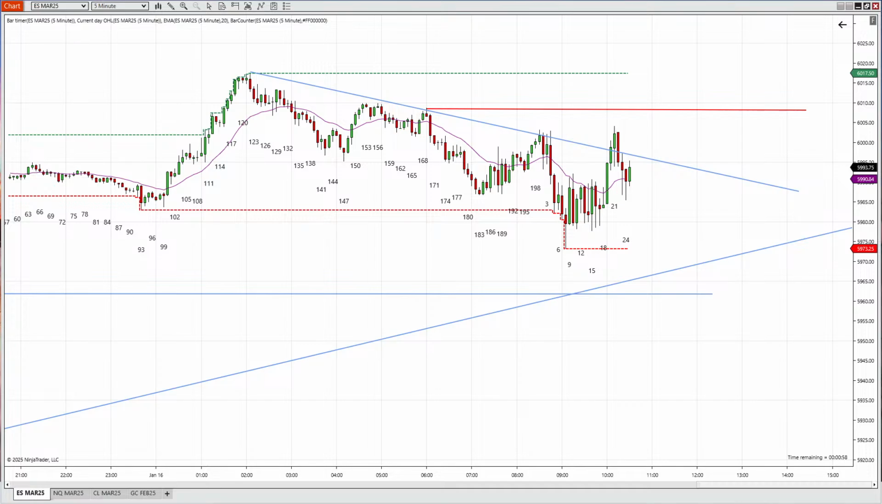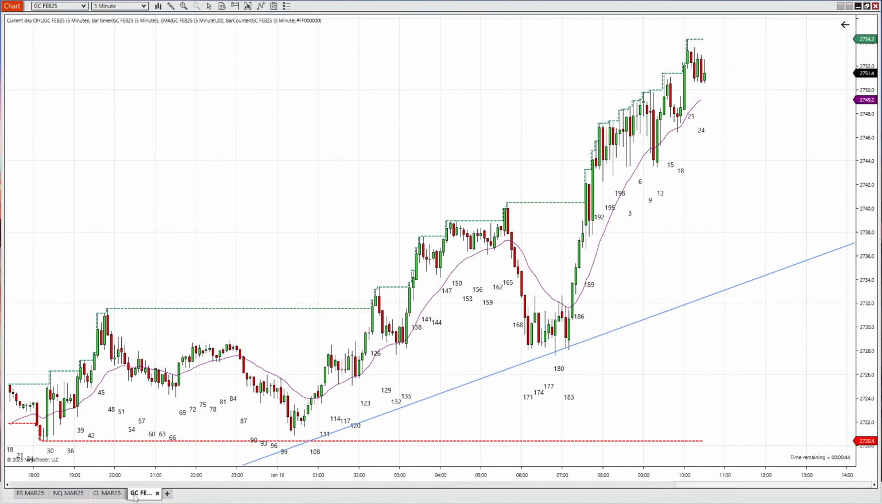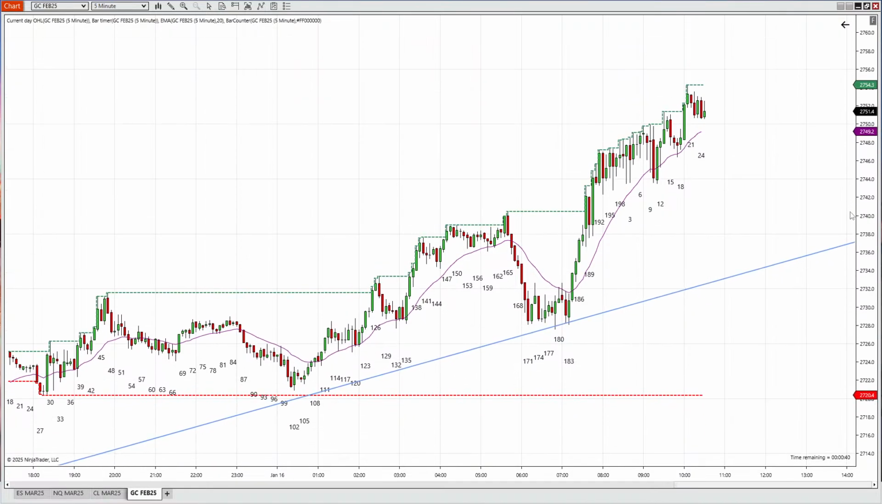Alright, still waiting on the second leg up here. Less than a minute left in this bar. I wouldn't mind kind of a deeper pullback on gold. I think it would be a buying opportunity.